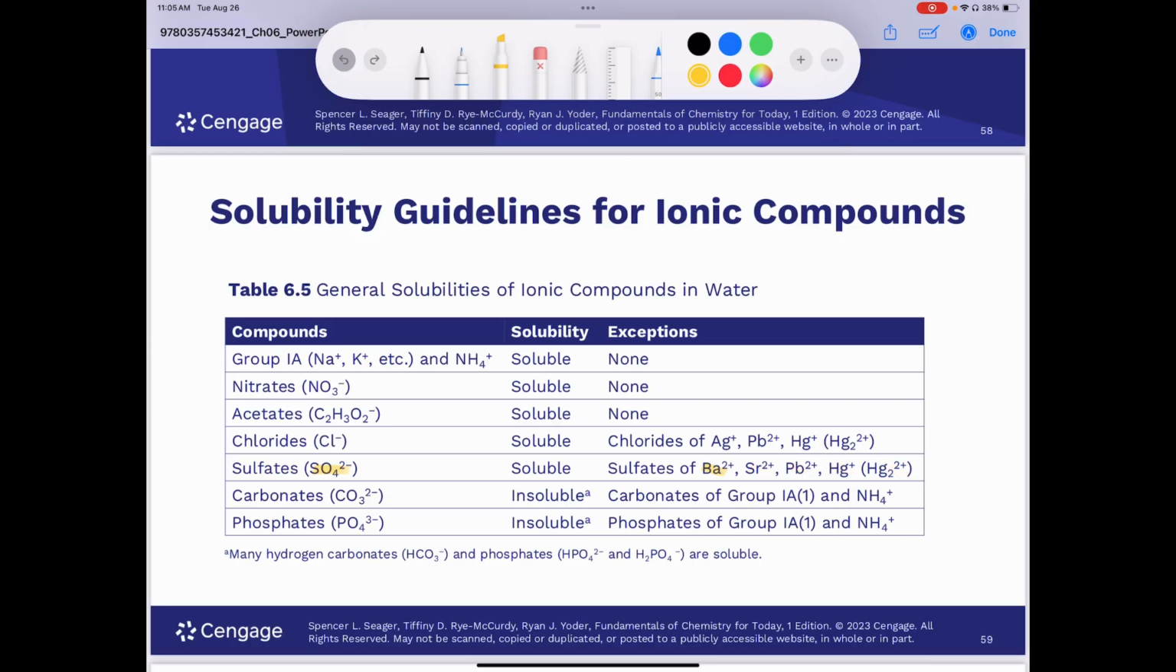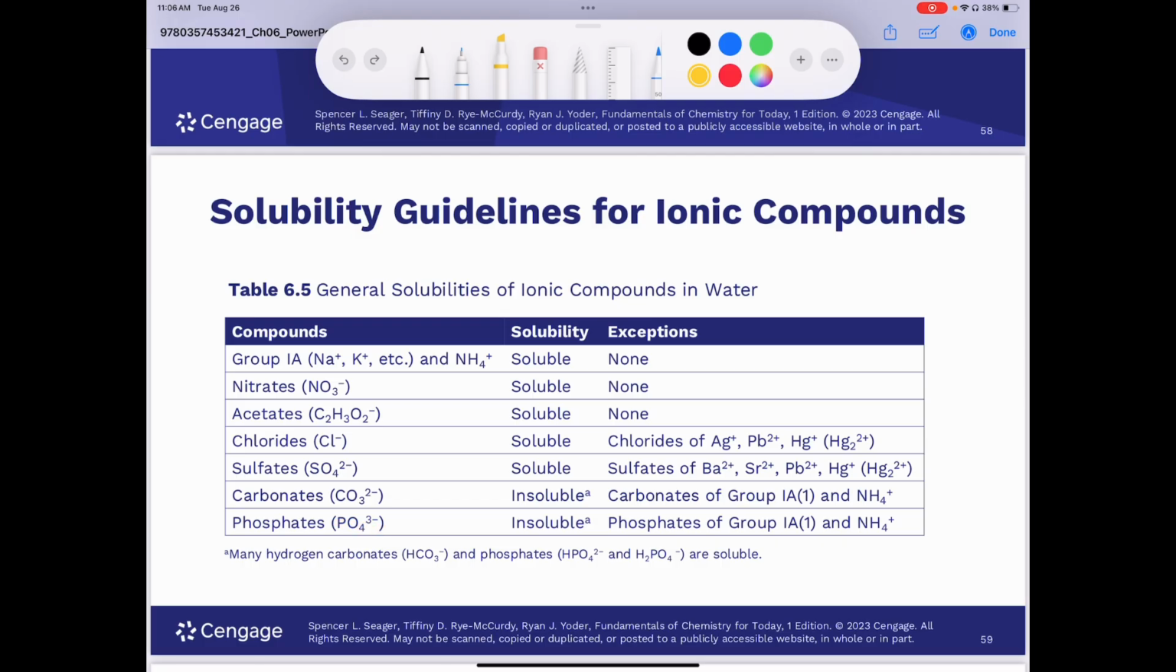And then we have carbonates, which are not so soluble. We saw that earlier in another video with calcium carbonate. So carbonates are going to be insoluble unless you go back to the first rule: if they're combined with a metal from group 1A or the ammonium ion, they're going to be soluble. And finally, phosphates are insoluble again unless they're combined with a group 1A metal or the ammonium ion. All right, so those are the solubility guidelines.